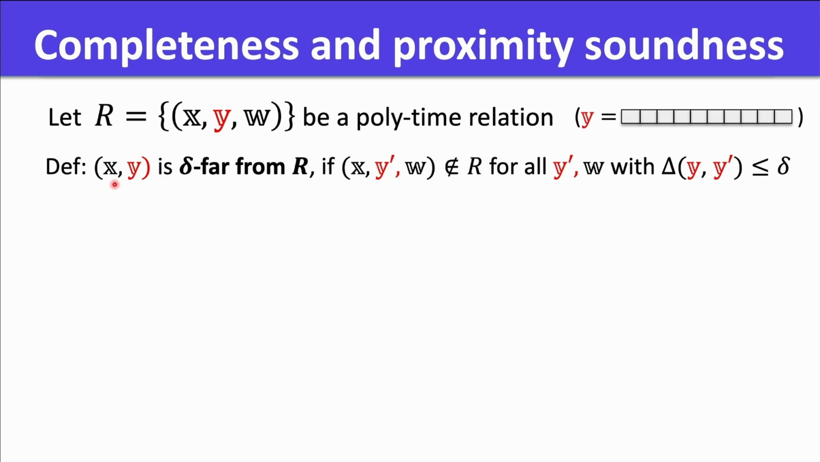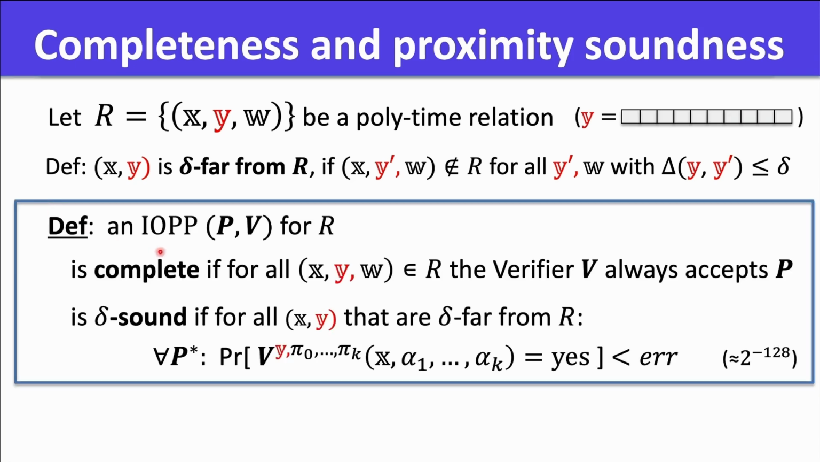We'll say that the pair (x, y) is delta far from the relation R if in fact for every y' that happens to be at most distance delta from y, the triple (x, y', w) is not in the relation. Okay, so this means that if you replace y by any y' that's close to y, the result is not going to be in the relation. And if so, then we'll say that the pair (x, y) is delta far from R.